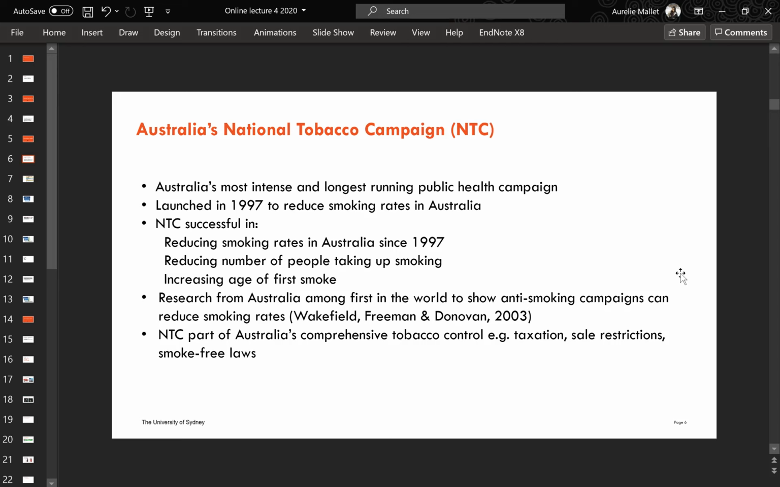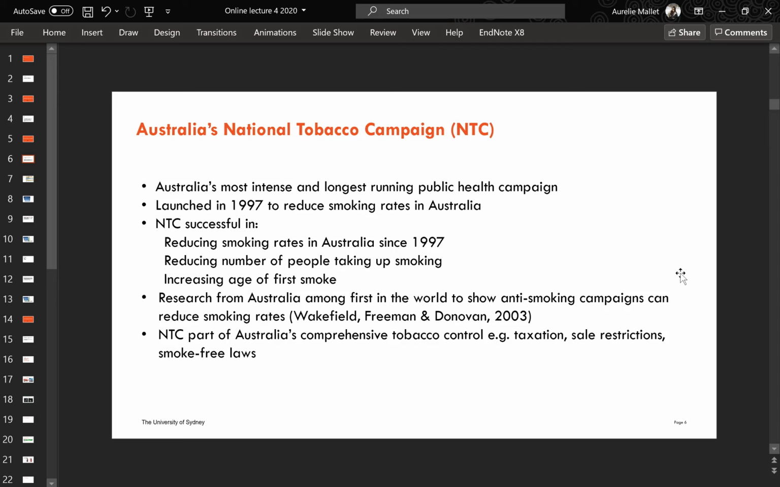Now, yes, the NTC has been successful, and the way that I'm defining success here is to look at it from a very broad perspective. So, of course, there are certain groups such as the Indigenous population and people of lower SES where the NTC hasn't worked as well, so where the smoking rates are actually quite high. So for example, in Indigenous men, there are around 49% of Indigenous men that smoke, which is a lot higher than the general population. So yes, it has its limitations.